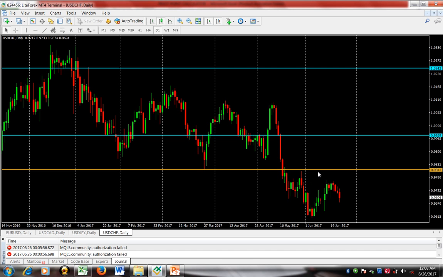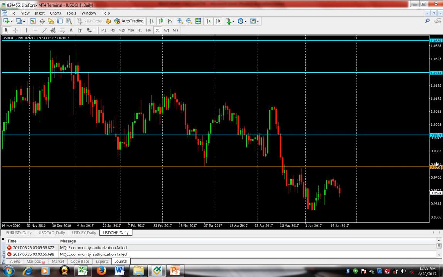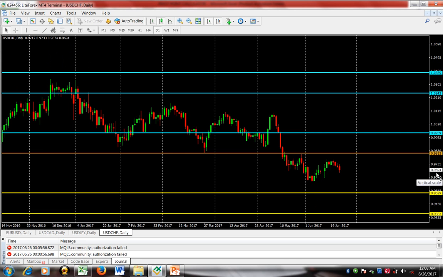Remember that if price is below the pivot point, we are in a downtrend. If it is above it, we are in an uptrend. In this case, the price is below the pivot point, so we are in a downtrend. In a downtrend, we usually sell high.